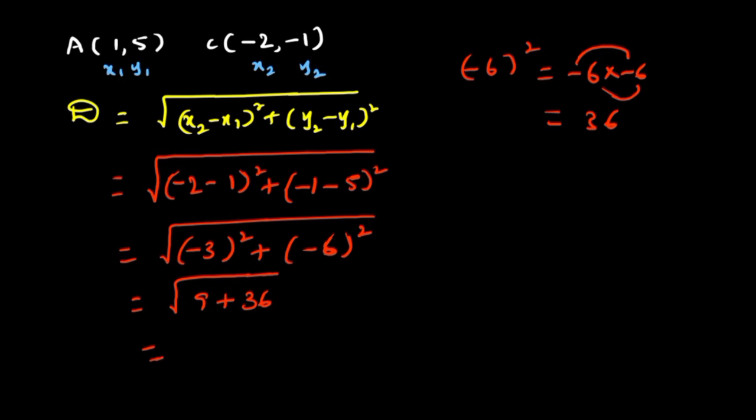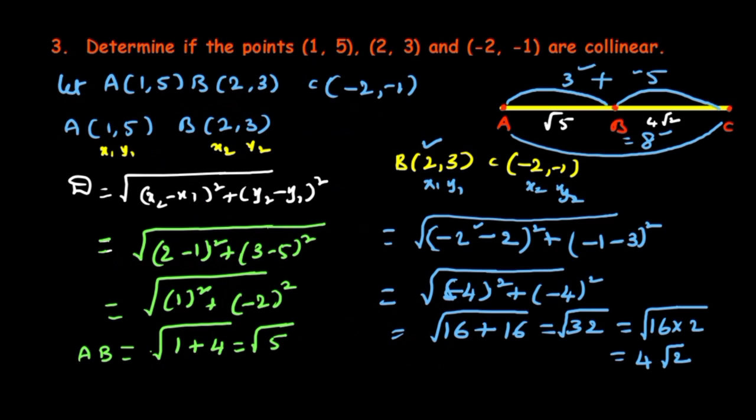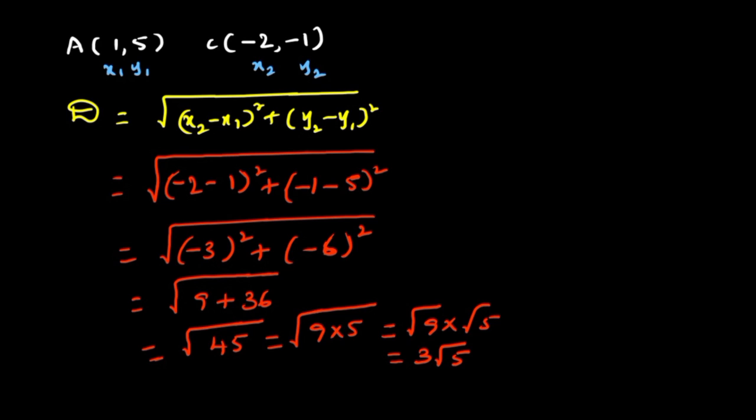Now by adding, root of 36 plus 9, this is root 45. How do we write root 45 again? Yes, 9 fives are 45. So we write root 9 into root 5. Root 9 value is 3, so this is 3 root 5. Okay, now we will verify whether AB plus BC is equal to AC or not. To verify this, you can observe AB we got root 5 and BC we got 4 root 2. That point we should note here.